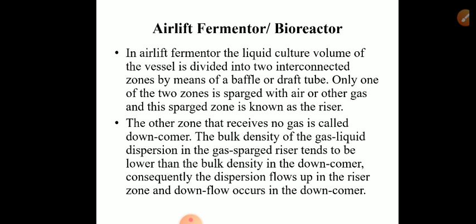So the contents of the vessel are divided into two interconnected zones by means of a baffle wall or draft tube. Draft tube is a tube which is kept inside the vessel, which is open from both ends. Only one of the two zones is sparged. That means if you place a tube inside the vessel, then there will be two zones. One zone is the medium that is present inside the draft tube, and the other is the medium which is present outside the draft tube. So these are two zones.